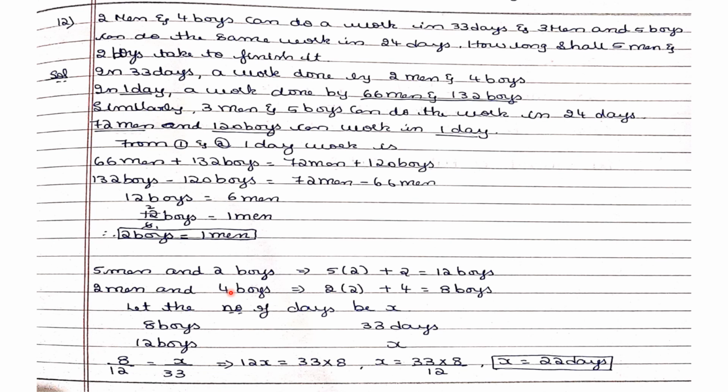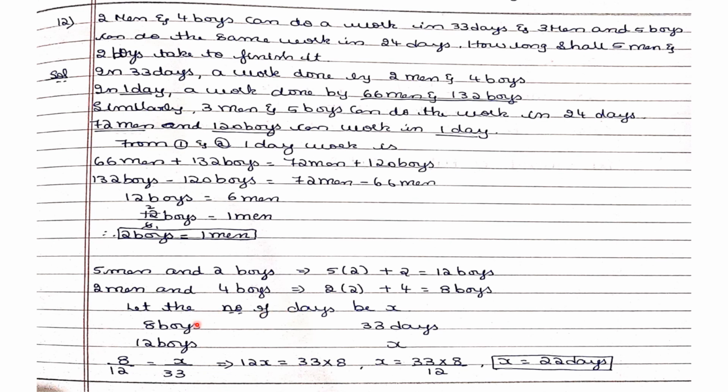Whenever you have these types of problems, this is how you have to calculate. So here I have taken 2 men and 4 boys. So 2 into 2, why is it 2? Because 1 man is equal to 2 boys, and here you have 2 men. So 2 into 2 plus 4 is equal to 8 boys. So totally you have 12 boys, and 8 boys.